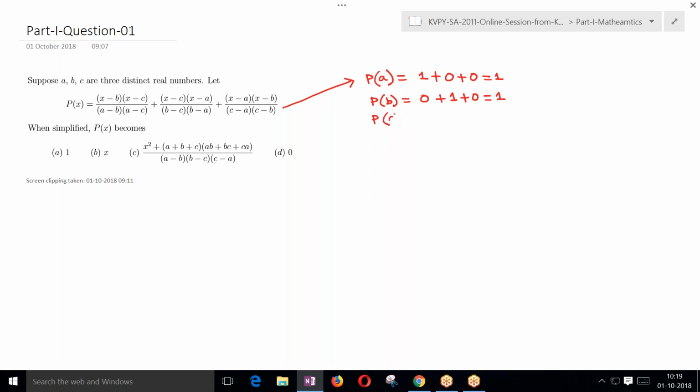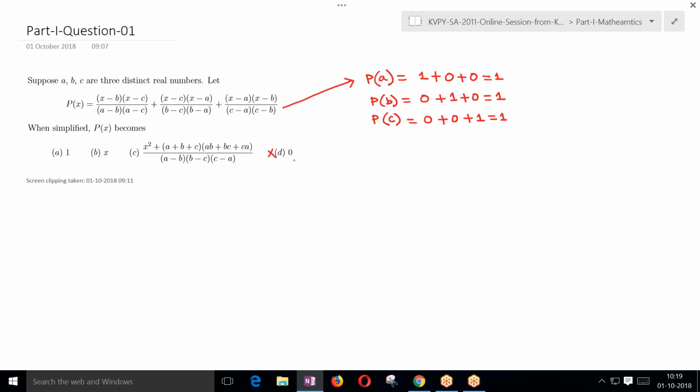And P(c) should be equal to 0 plus 1, that should also be equal to 1. So from here what can we conclude? Can we conclude that the simplified value of P(x) is 1? Not till now it is not. But one thing we are sure of, that P(x) cannot be equal to 0. So this option is nullified.